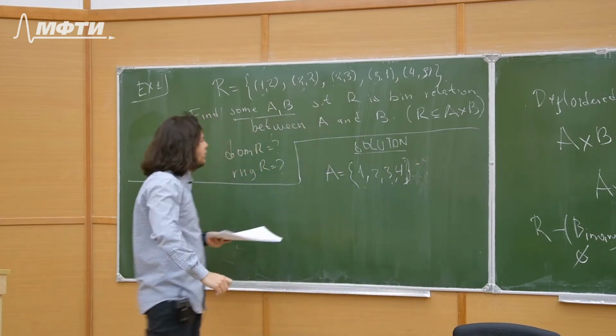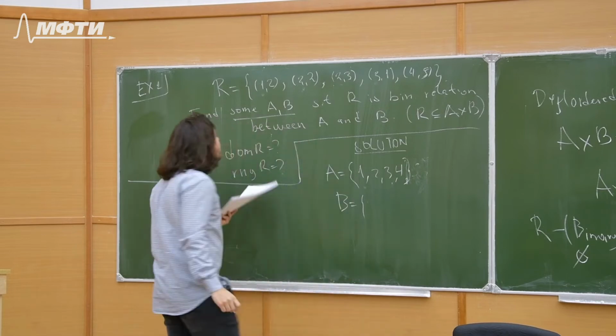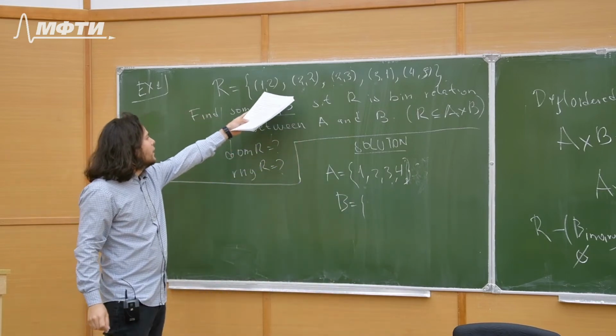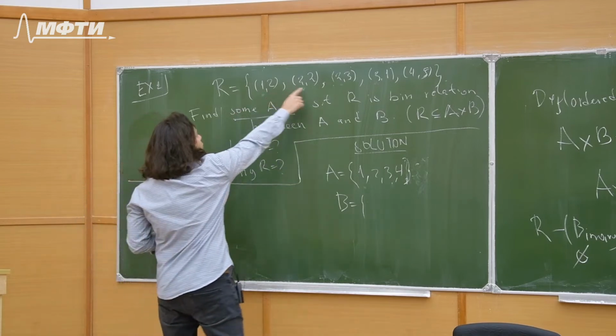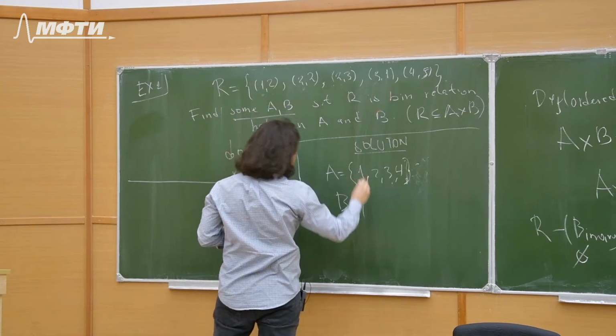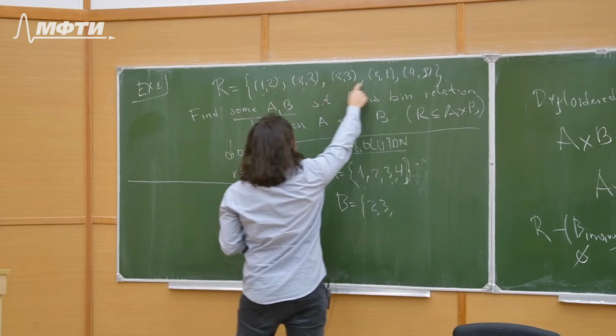That's enough. And for B, we have the same. We need to look at just the second element in each ordered pair. So 2, 3, 1, and 5.